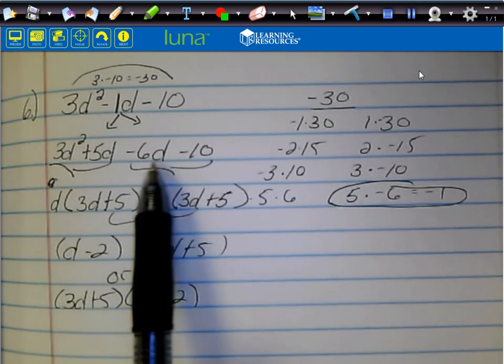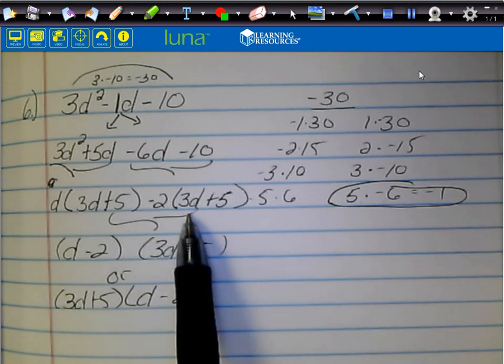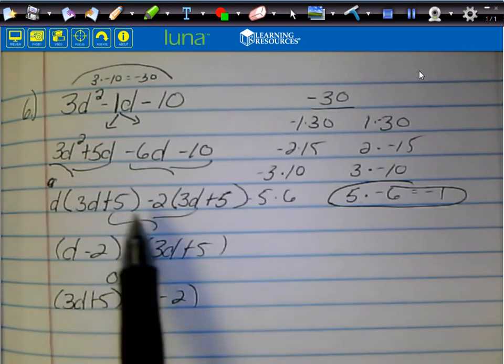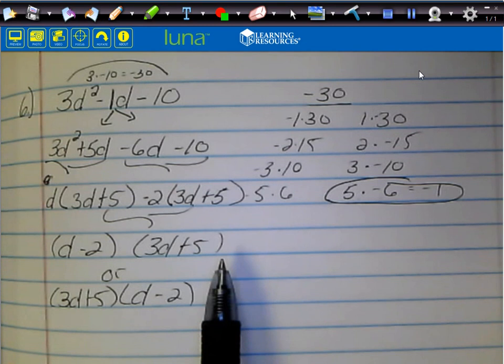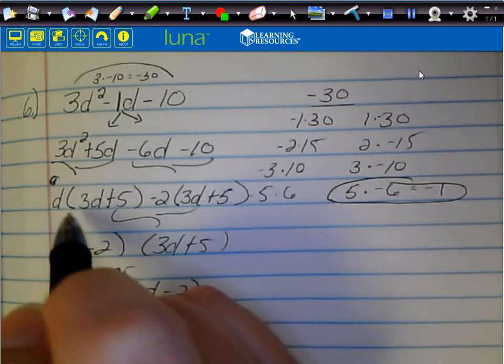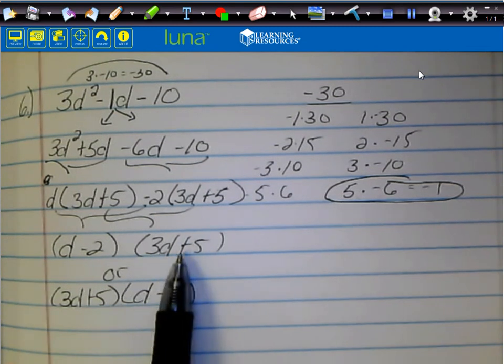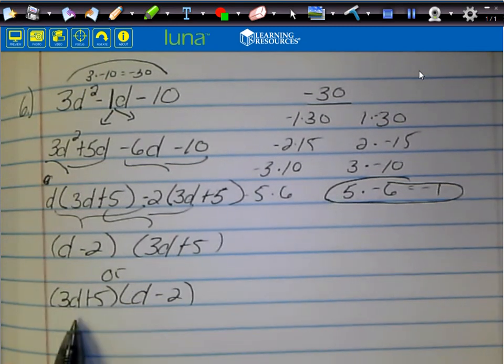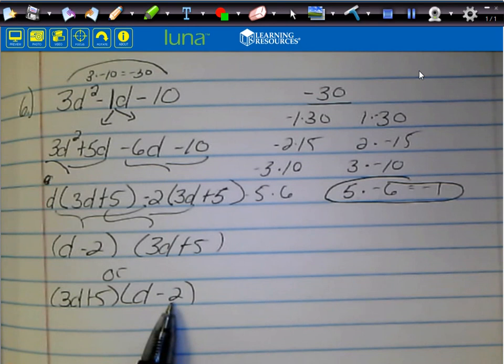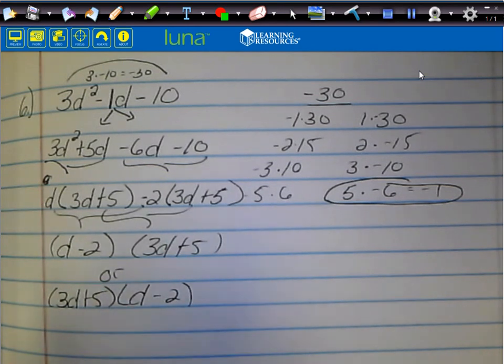Here I took out a negative 2 and I ended up with 3d plus 5. These were the same, so that was one set of parentheses, 3d plus 5. Over here I got d minus 2. So my final answer should have been d minus 2 times 3d plus 5, or you could have said 3d plus 5 times d minus 2. So those are my two factors.